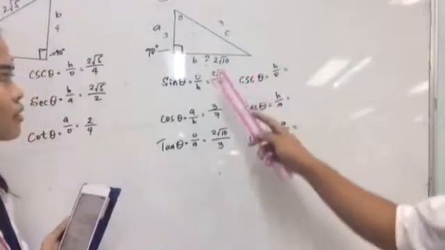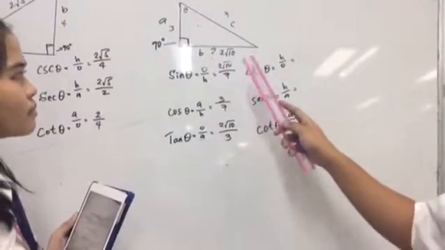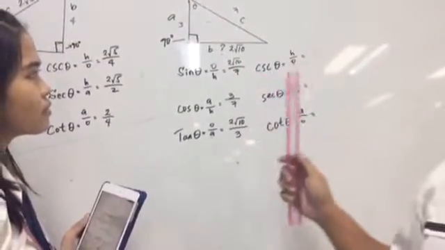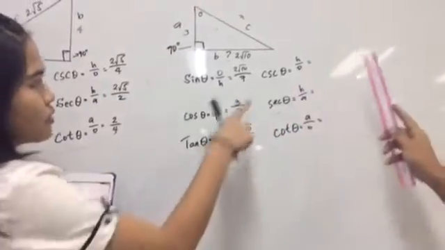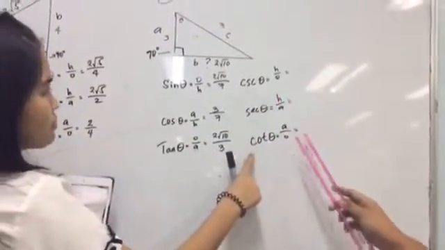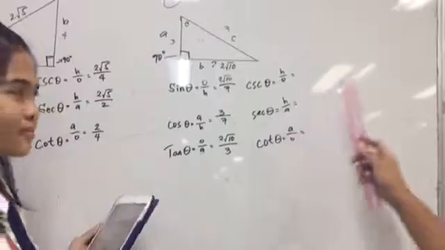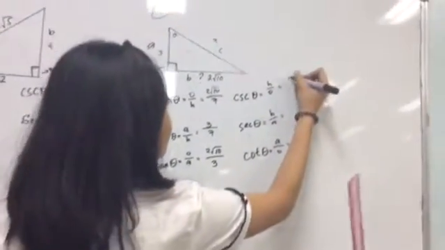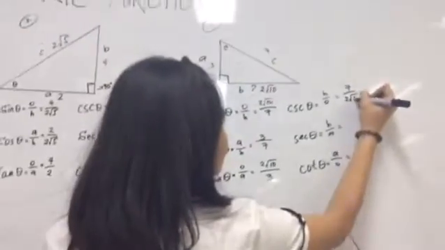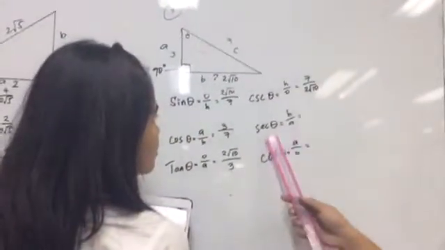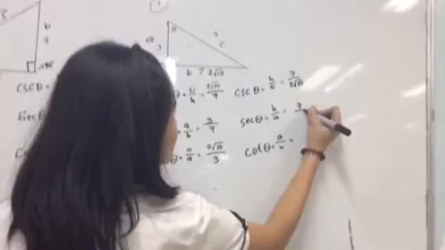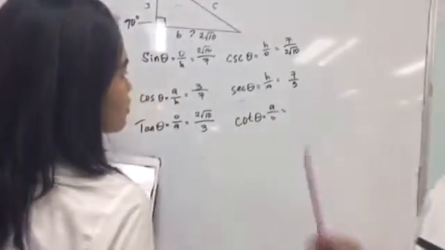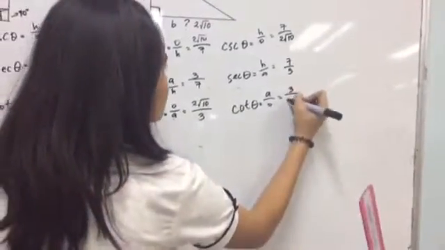So after this, to fill up this basic trigonometric function, we should find the reciprocal of each function. So for cosecant is 7 over 2 square root of 10. For secant is 7 over 3. And for cotangent is 3 over 2 square root of 10.